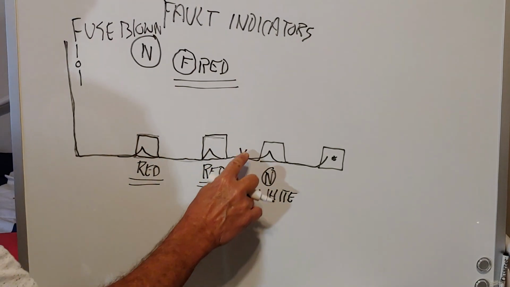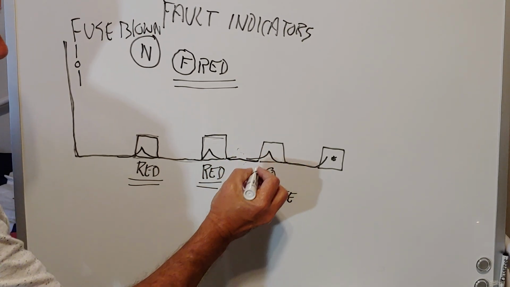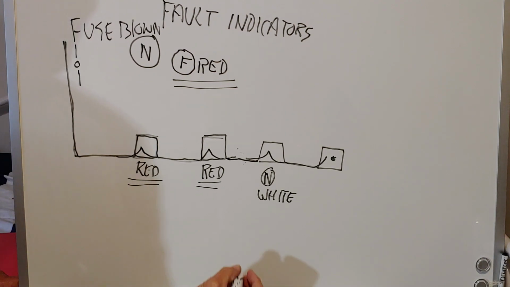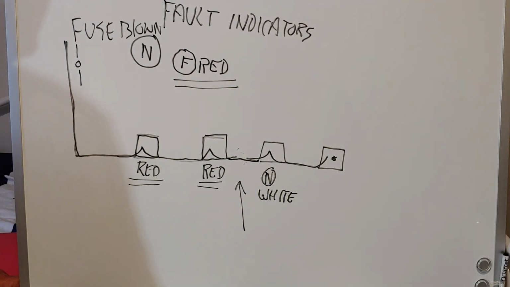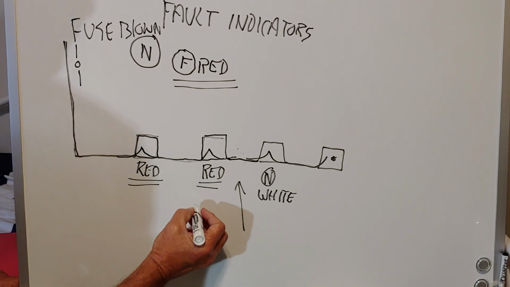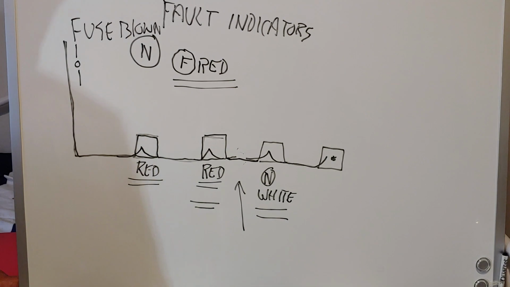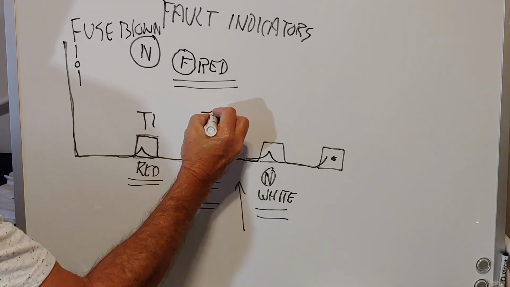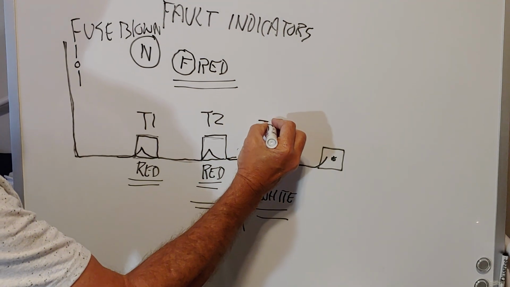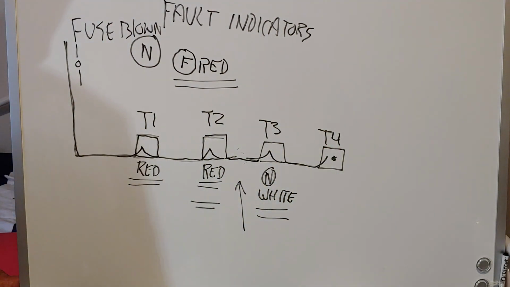So if I don't know which span it's in, and I have fault indicators in my transformers, here's your answer. The fault location is between the red and the white indicators. T1, T2, T3, T4. I'm just going to designate those numbers.